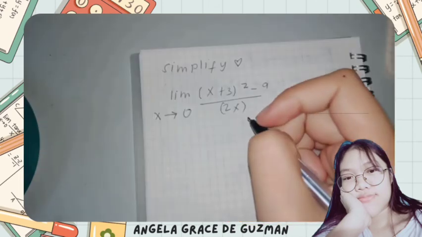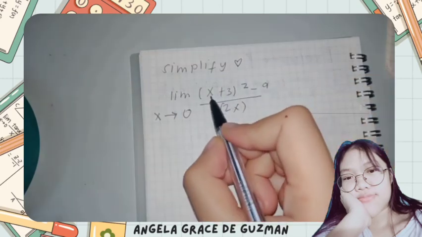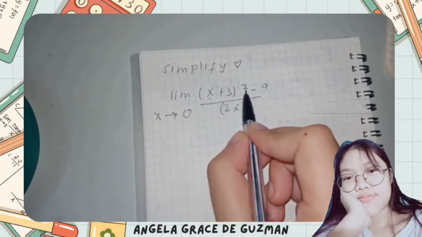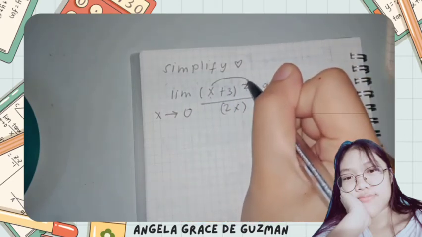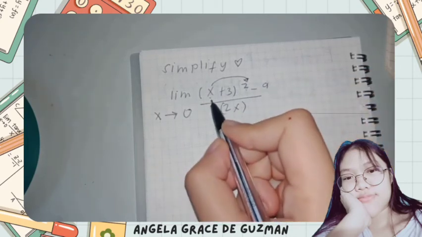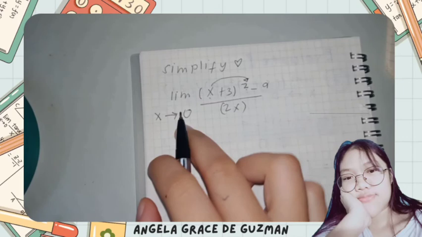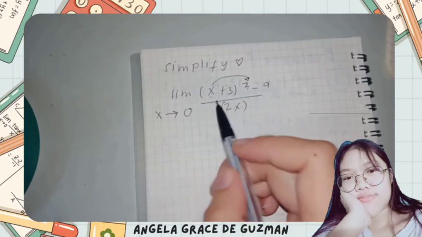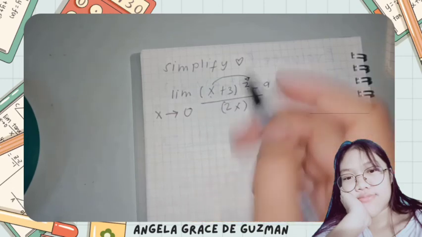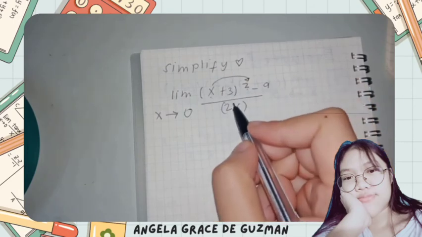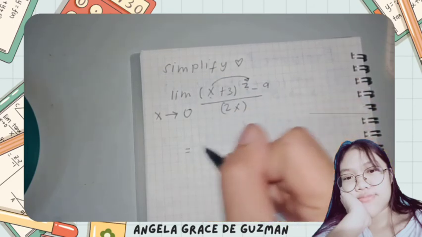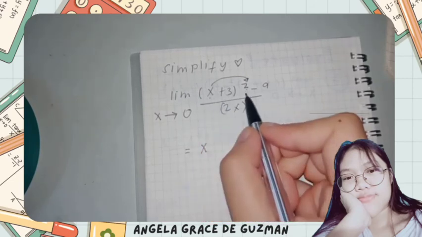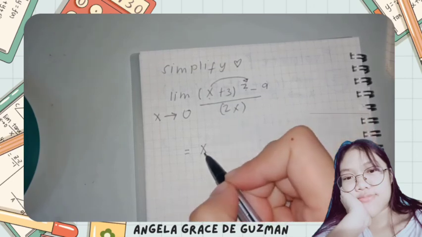First thing that we should do is, eto si x, imumultiply natin siya sa 2. And then ito yung uunahin natin. Hindi muna natin papakialaman yung value ng x. So kapag mag-simplify tayo, si x ang automatic ang value niya ay 1. So 1 squared or x squared is equals niya ay x. So imagine na lang natin na 1 yung value ni x.